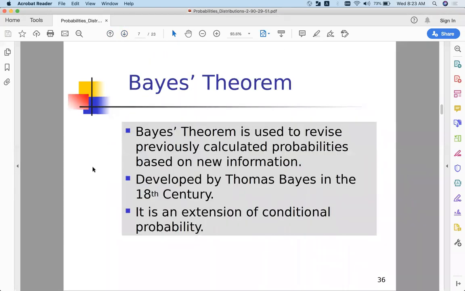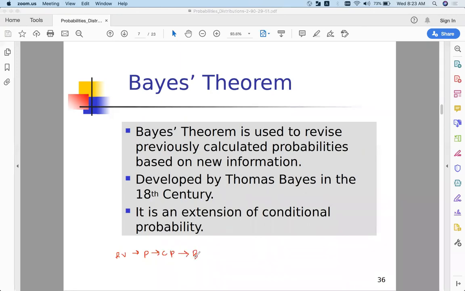Now let's get to Bayes theorem. I'll explain one more time. There is a random variable, and there is a normal, simple probability. If there are two events, then there is conditional probability, and the extension of conditional probability is called Bayes theorem. Up to here, it's your basic probability and statistics.